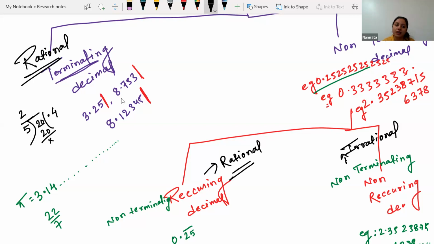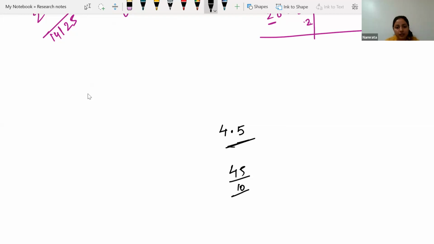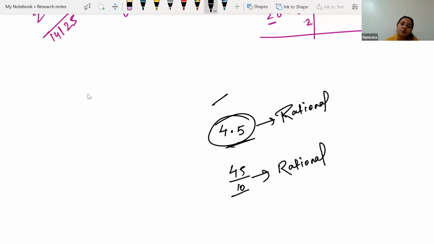Whenever you take any rational number, you have also learned this type of concept. Have you learned? Tell me. 4.5 can be written as 45/10. Can it be written? Yes, ma'am. So we know this concept, you have learned it in the lower classes, and we are saying that this is rational, and hence this is also rational. So if you see a terminating decimal anywhere, you can make the conclusion: terminating decimal, it's a rational number.